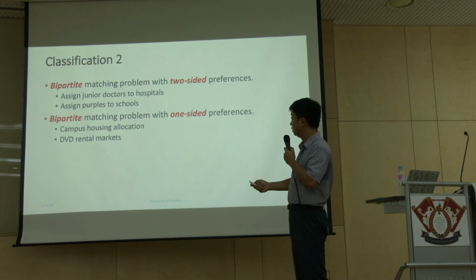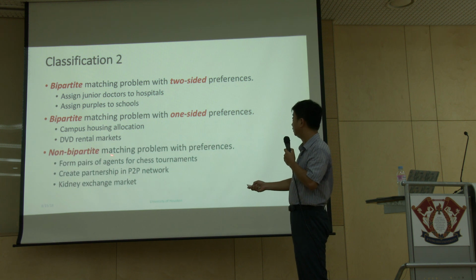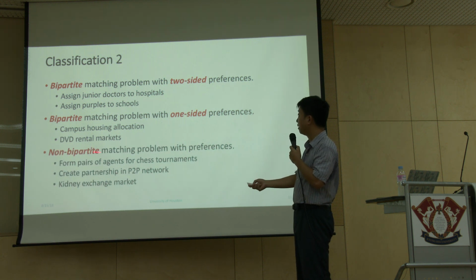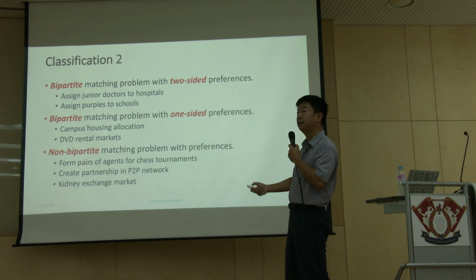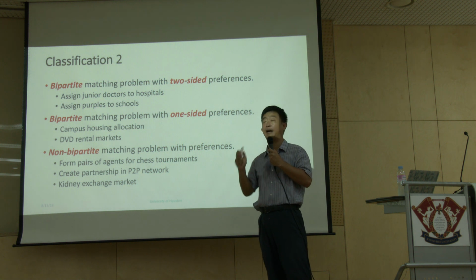And then finally, there's non-bipartite matching. So basically, there's no preference on either side. For example, a P2P network or a chess tournament. So in this case, they don't have preferences on both sides.